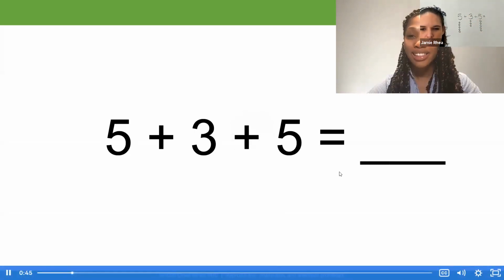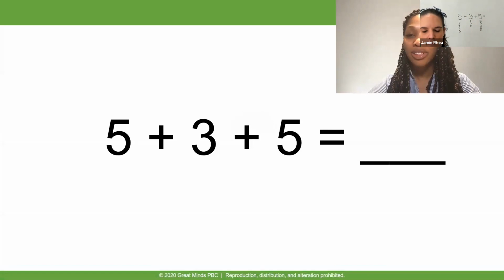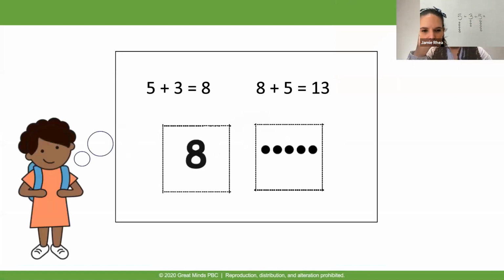Let's see how our friends solve this. Let's first look at Jada's work. Say hola, Jada. Hola, Jada. Hola is hello in Spanish. Take a moment to look at Jada's work. What do you notice and what are you wondering?